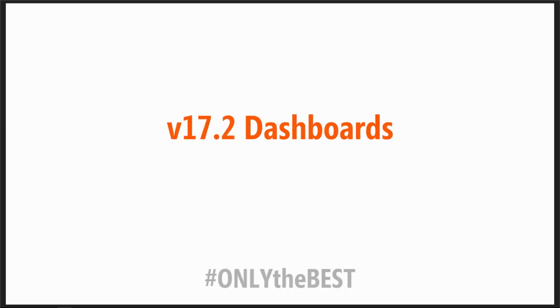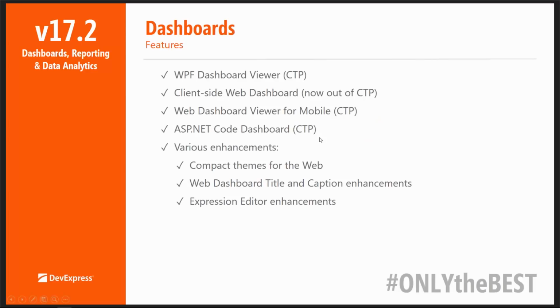So we never changed. Version 17.2 dashboards. What's been going on in that area? First of all, we have the CTP, the Community Technology Preview version of the WPF dashboard viewer. Just to remind you, what CTP means is it's almost a beta. Let's show you what we have. It's not all finished. There are bits missing. There are things that need polishing. Please do not use it in production, because things like the API might change as we come forward to release and so on and so forth. So I'll be showing you the CTP version of the WPF dashboard viewer.